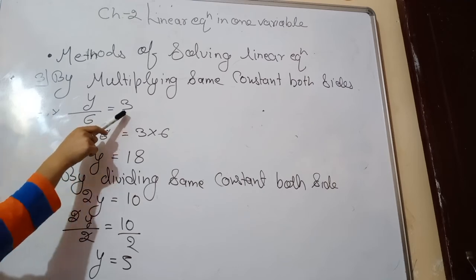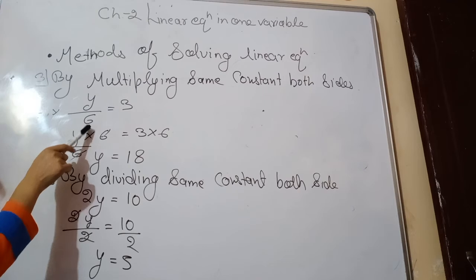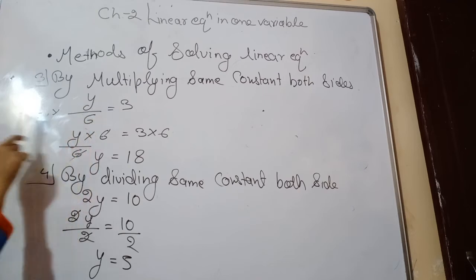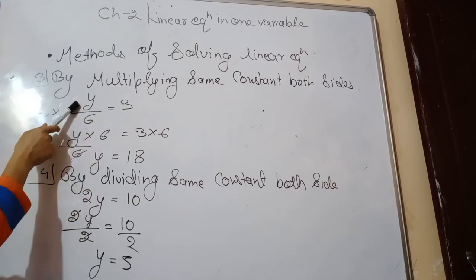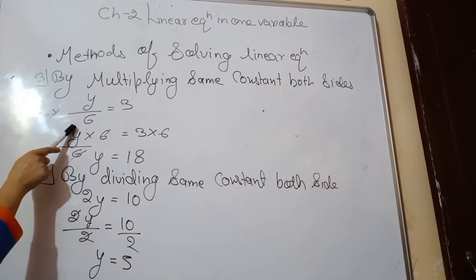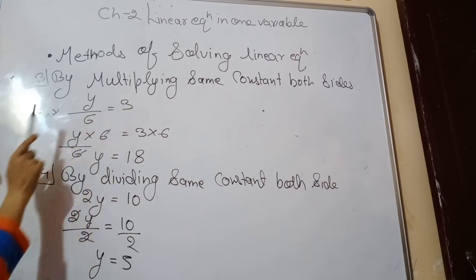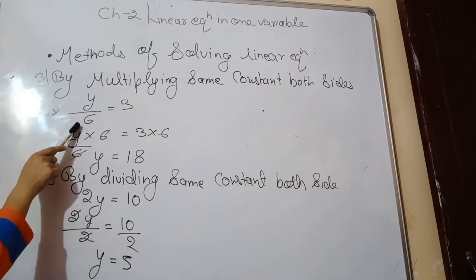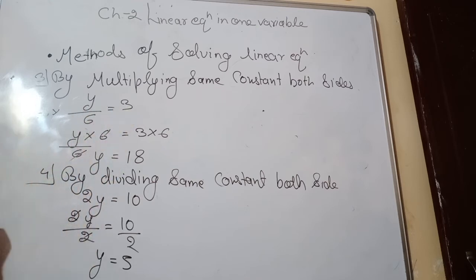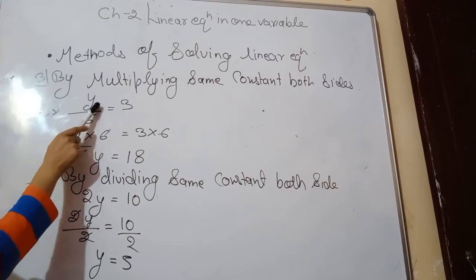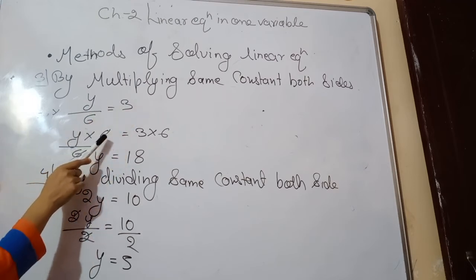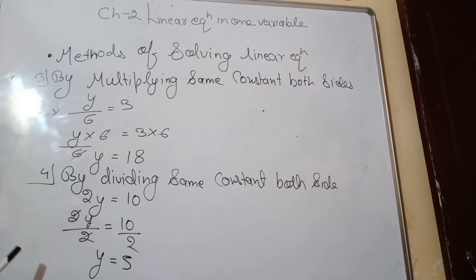So here you can see 3 is all alone and 6 is with the variable. So which constant is on the variable side? 6 is on the variable side. So the constant which is in the divide with the variable, the same constant you have to multiply both sides, because what is the opposite of division? Opposite of division is multiplication. So 6 you have to multiply both the sides. Here I have multiplied 6 and here also I have multiplied 6.